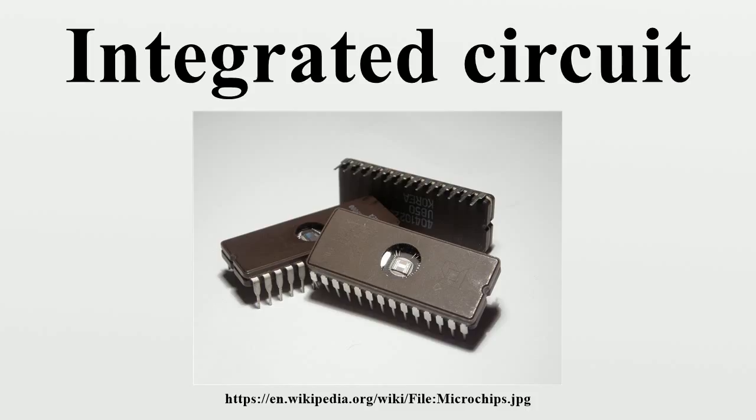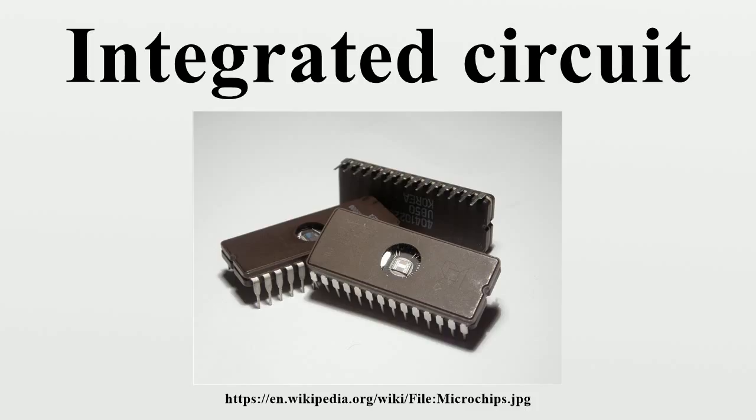ICs were made possible by experimental discovery showing that semiconductor devices could perform the functions of vacuum tubes, and by mid-20th century technology advancements in semiconductor device fabrication. The integration of large numbers of tiny transistors into a small chip was an enormous improvement over the manual assembly of circuits using discrete electronic components. The integrated circuit's mass production capability, reliability and building block approach to circuit design ensured the rapid adoption of standardized integrated circuits in place of designs using discrete transistors.